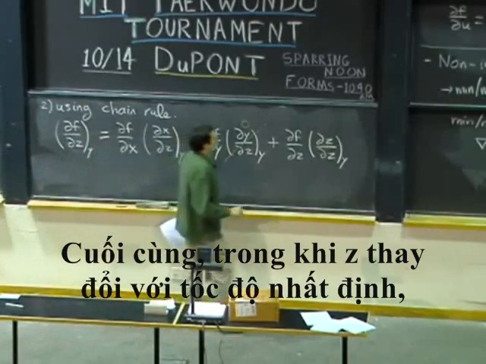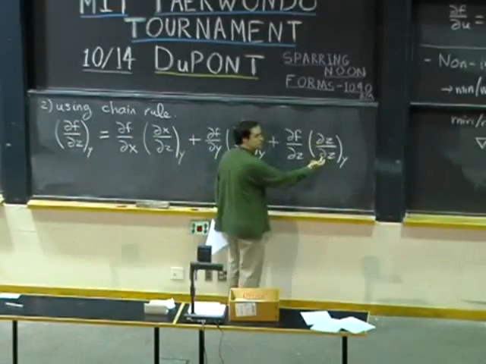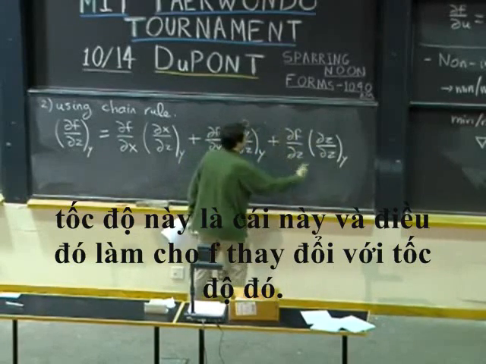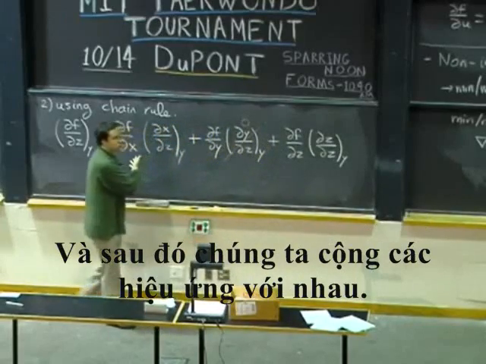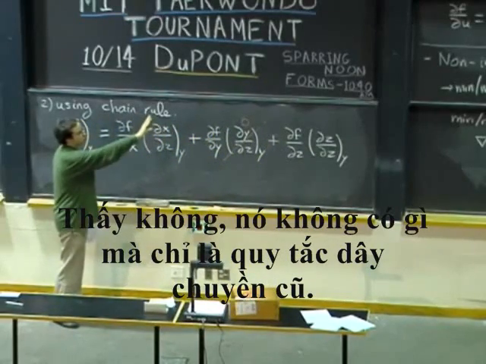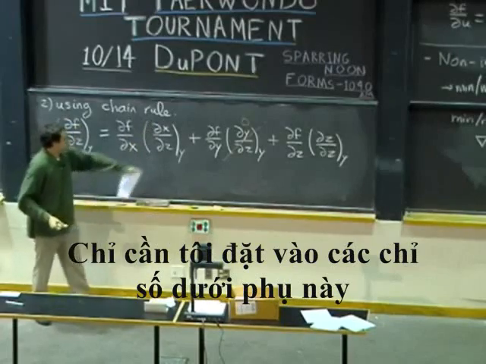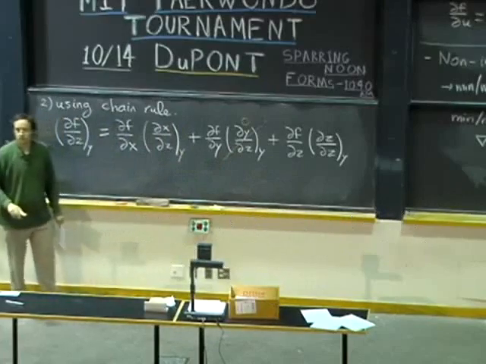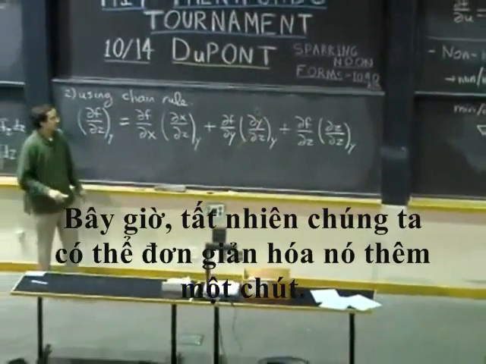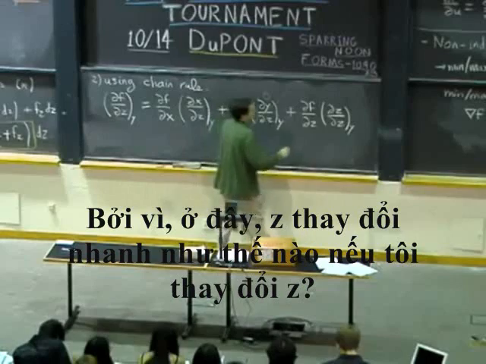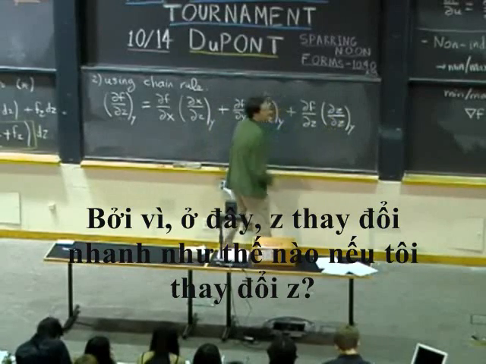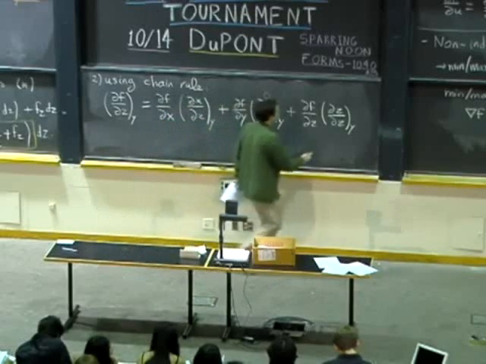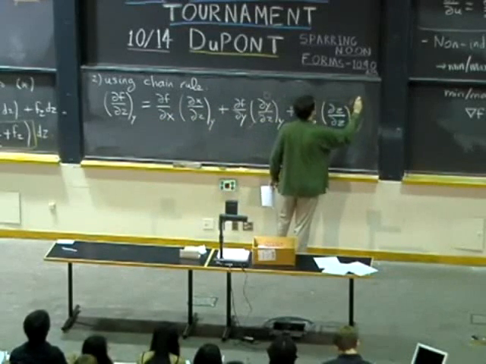And finally, well, z is changing at a certain rate. This rate is this one. And that causes f to change at that rate. And then we add the effects together. Okay, see, it's nothing but the good old chain rule. Just I've put these extra subscripts to tell us what is held constant and what isn't. Okay? Now, of course, we can simplify it a bit more, because here, how quickly does z change if I'm changing z? Well, the rate of change of z with respect to itself is just 1.